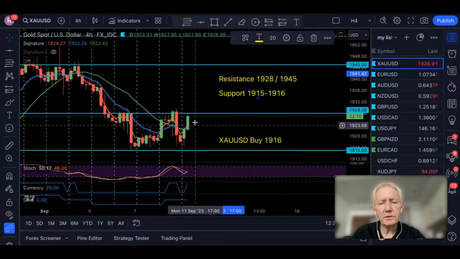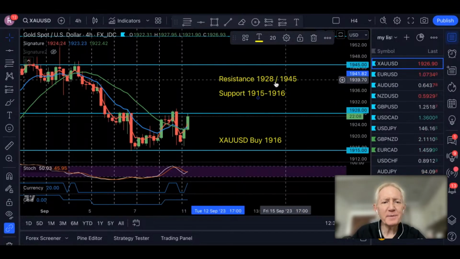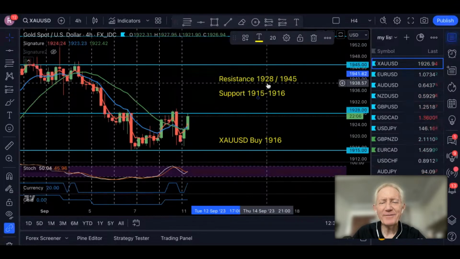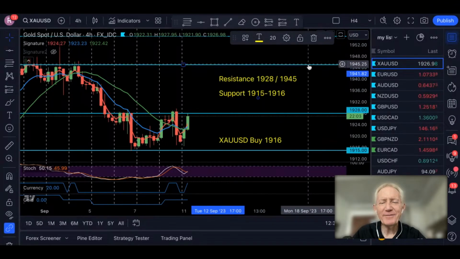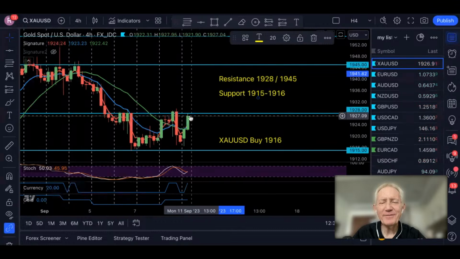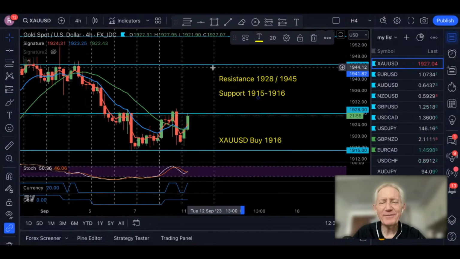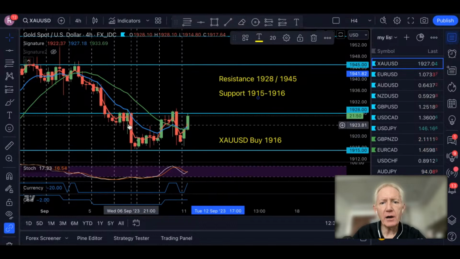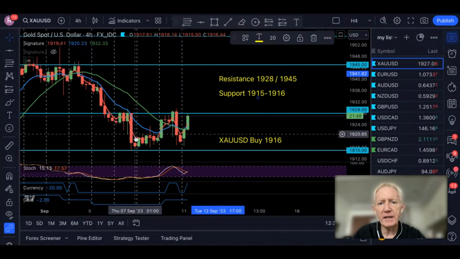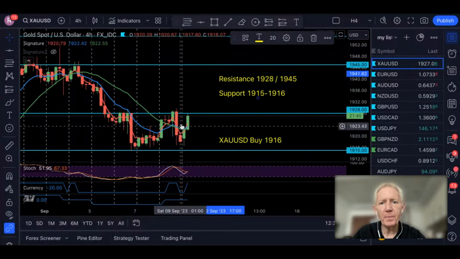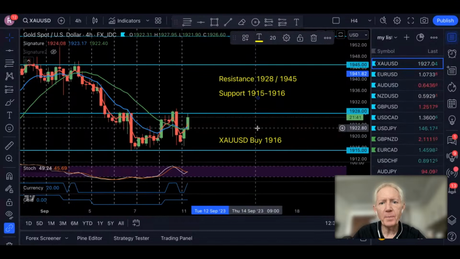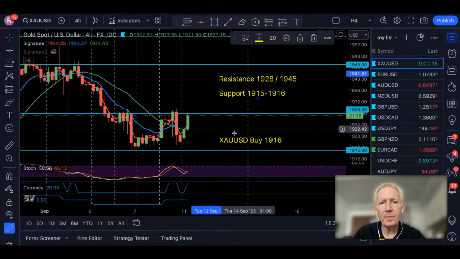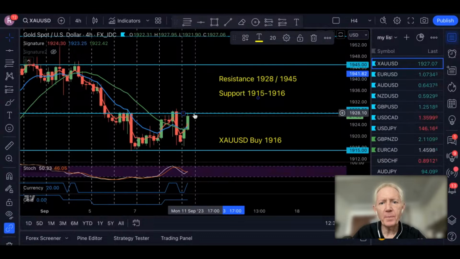So gold is now moving up to and touching our resistance, which is the number you see here, 1928, and the next resistance level would be 1945. So if we should break above this and move upwards, then the next level we would go to would be in the 1945 range. But is it going to do that? I expect gold to trade between this range here, between 1915 and 1916 and up to 1928, where we are now trading at 1927.99. Right on the resistance level.